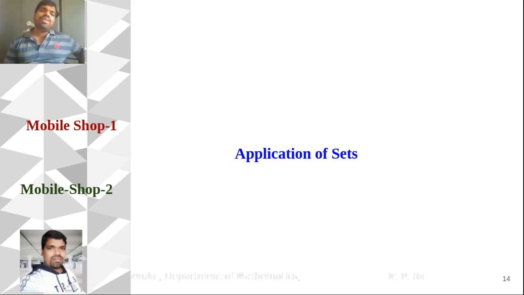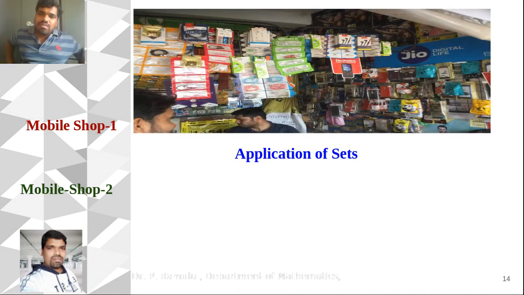So here I'm using it like that. A collection of well-defined distinct objects. When we go to mobile shop one, how is the appearance here? It looks clumsy, mixed, everything together, right?